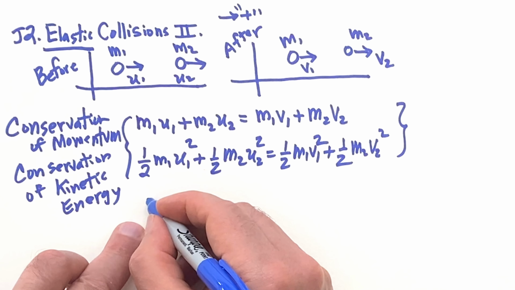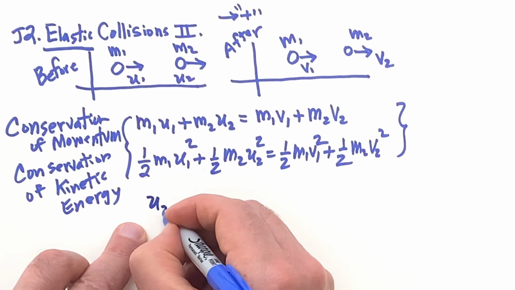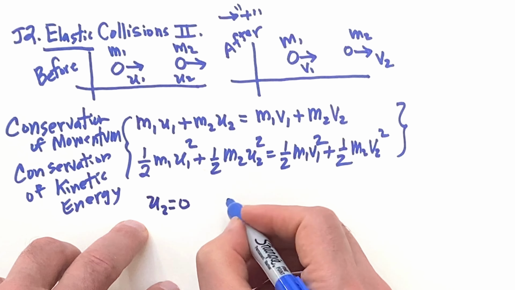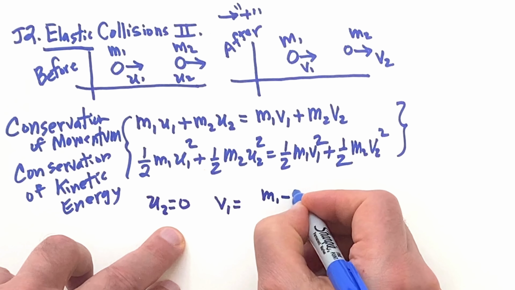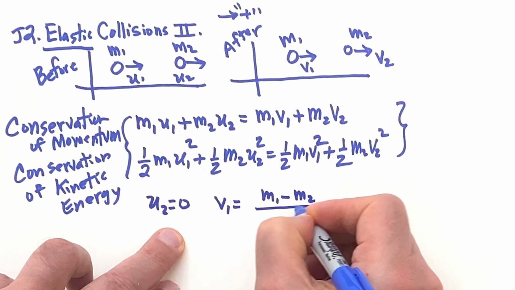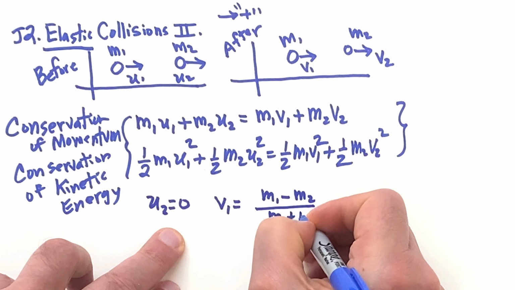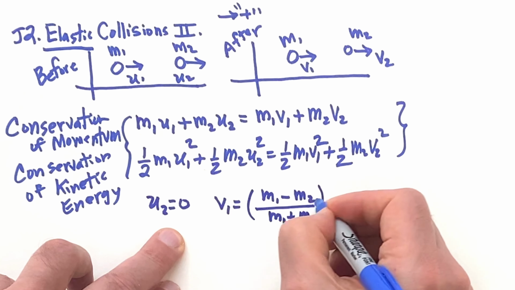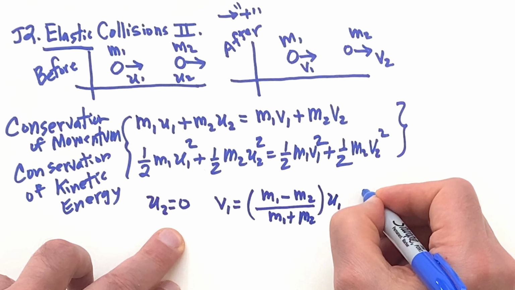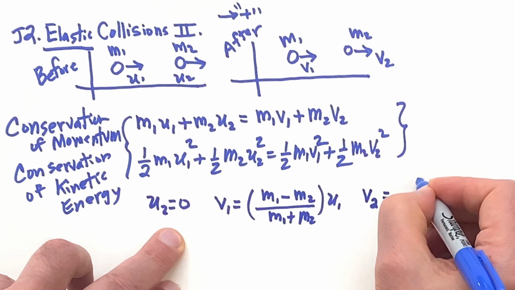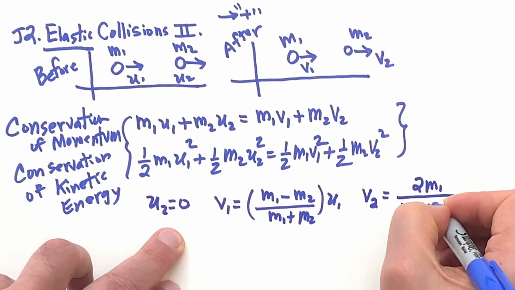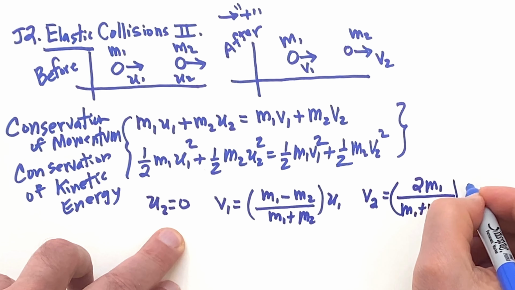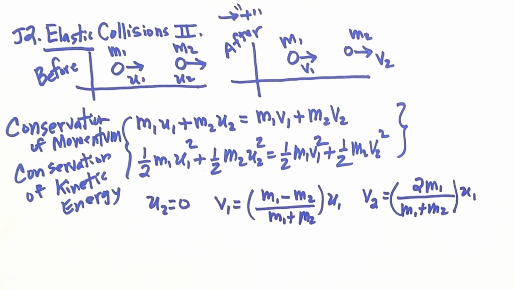So the result that we did last section, where U2 is equal to 0, we found V1. I'm just copying this down from the last section result. We had the difference over the sum times U1. And then for V2, we had twice the first mass over the sum times U1. So this is what we got when we had U2 is equal to 0. That took a while.